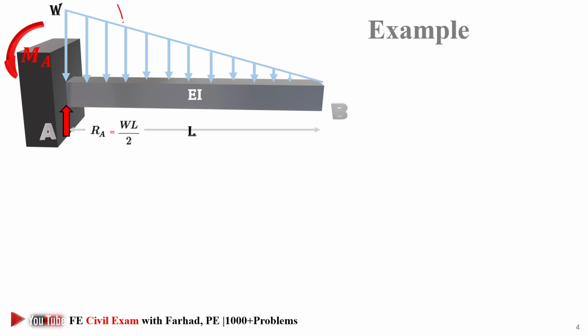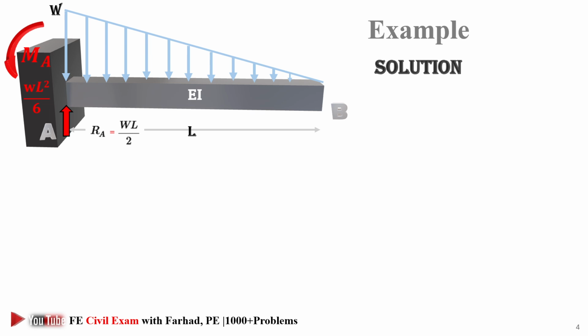The resultant force, which is half of WL, should be canceled out by the only reaction, which is RA. And then MA is nothing but the moment arm times force. That's our moment. So MA is WL squared over 6. That's how we get the moment at A and also the reaction at A.